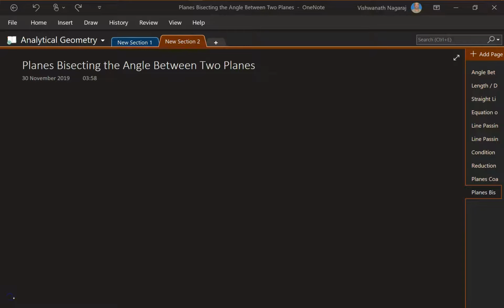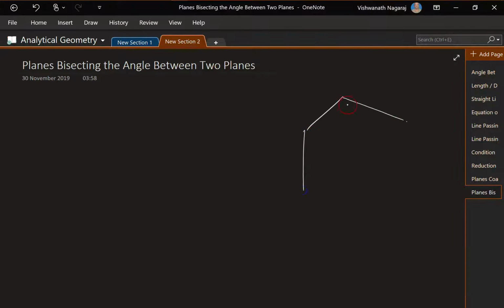Planes bisecting the angle between two planes. So you have two planes, right? And you have another plane which bisects the angle between u1 and u2. So the angle between u1 and u2 is bisected by another plane, that is u3. We have to find the equation of this plane.